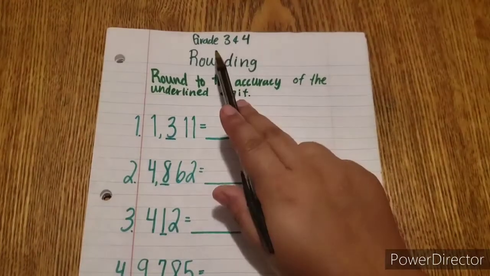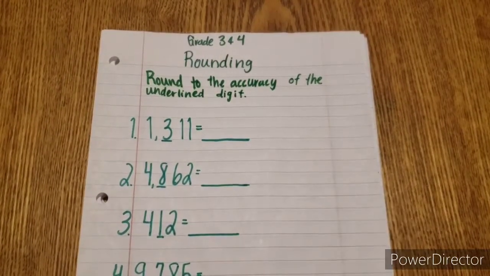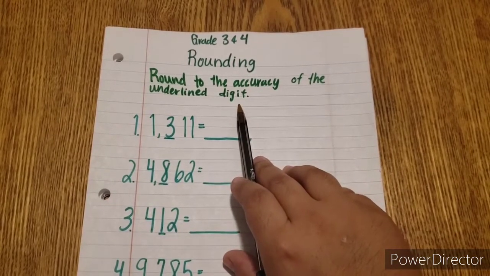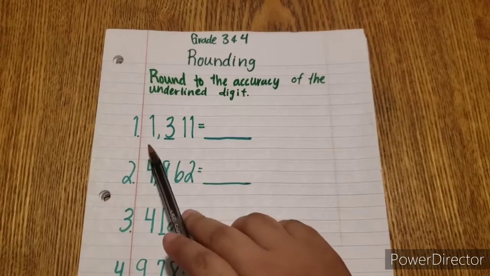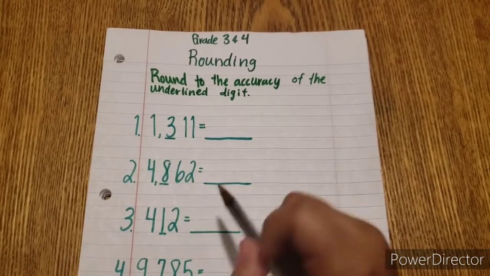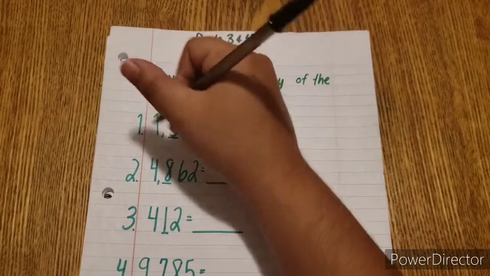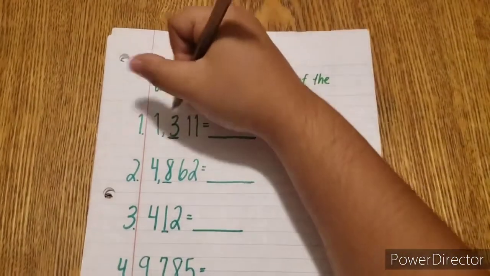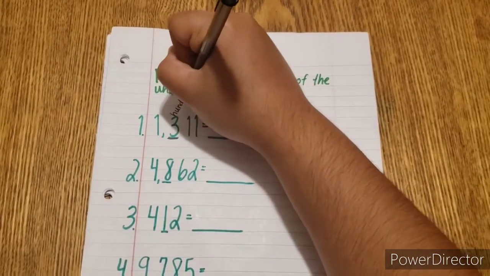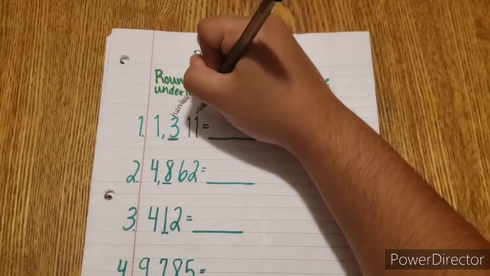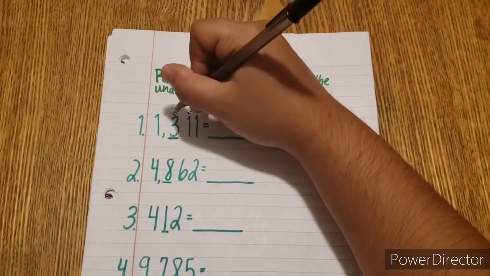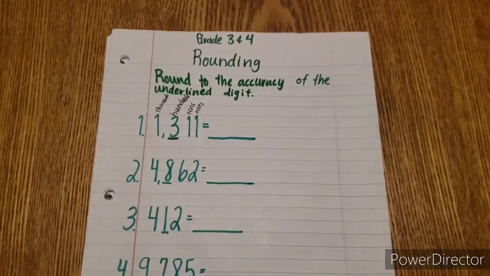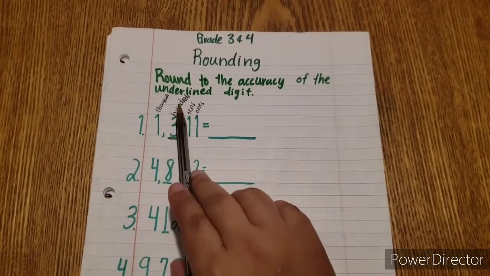Today we're going to get started with grade 3 and 4 rounding. We need to round to the accuracy of the underlined digit. So let's look at number 1. We have 1,311. The number that is underlined is 3. In what place is that 3? That is in the hundreds place. We can't forget this is ones, tens, hundreds, and thousands. We can't forget that. So here, the underlined one was in the hundreds.